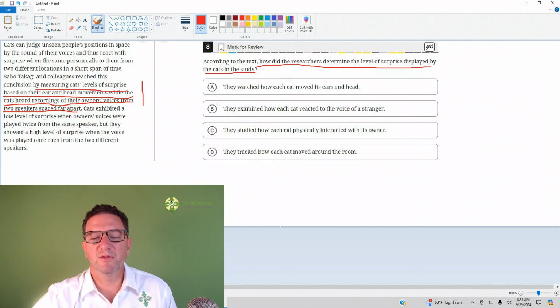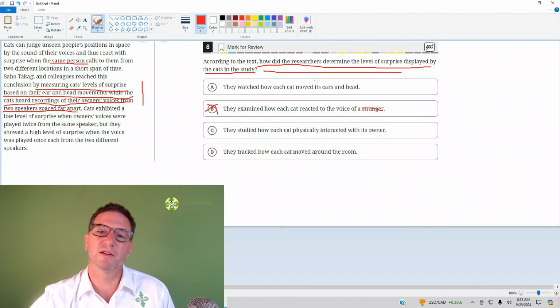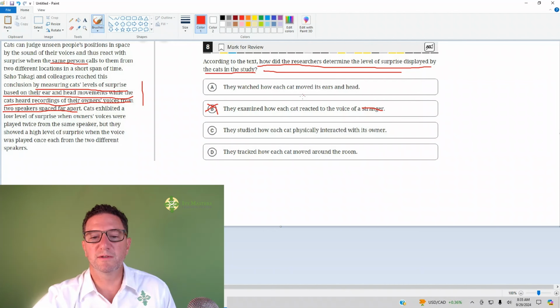Let's go through the wrong answers, see why they're wrong. They examined how each cat reacted to the voice of a stranger. So it's not talking about a stranger per se. It just says the same person. And also, it's not like, oh, they're surprised because it's a stranger. This has nothing to do with someone calling them from two different places. And how to determine the level of surprise displayed by the cat in the study, it would really be, how could they tell their surprise? Which is, again, the ear and the head movements.